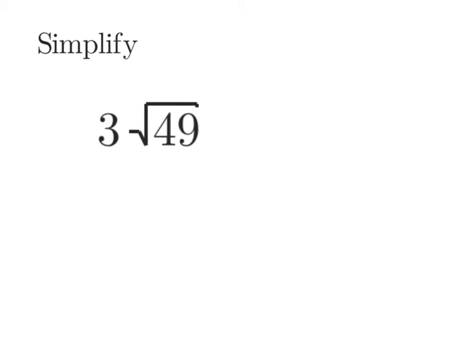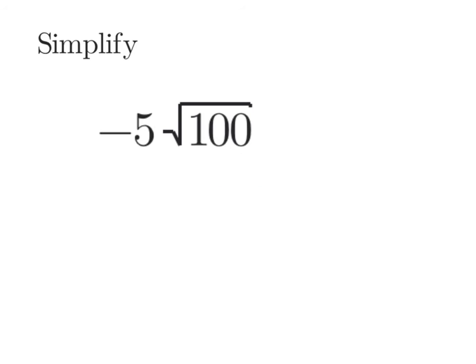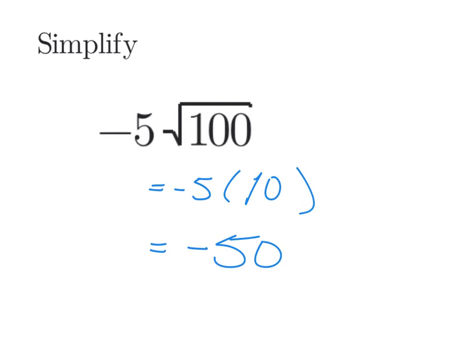Sometimes you might see a radical expression like this, 3 square root of 49. And what we mean by that is that there's this implied multiplication in there, 3 times the square root of 49. To simplify this expression, we're going to calculate that square root first, and the square root of 49 is 7. Once we have that, then we multiply 3 times 7 is 21. So if we have something like negative 5 square root of 100, we think negative 5 times the square root of 100. Square root of 100 is 10. Negative 5 times 10 is negative 50.